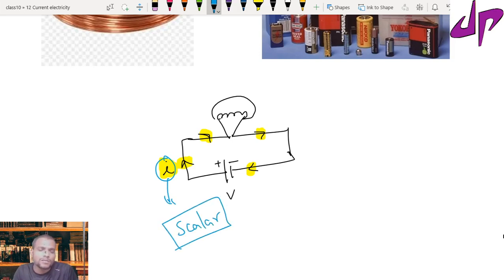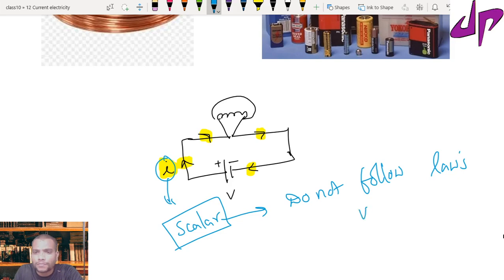So why? Because according to the definition of scalar, it's a physical quantity which does not have direction, but current is having direction. So still we will consider current as a scalar because it does not follow laws of vector addition. Or simply, it does not follow vector laws.